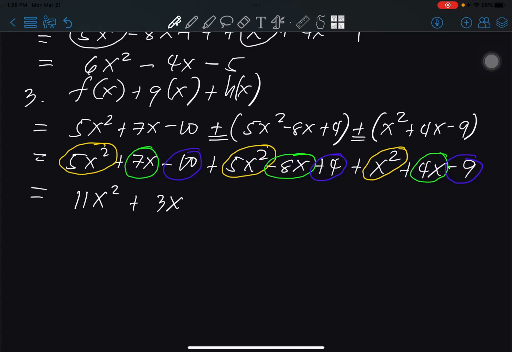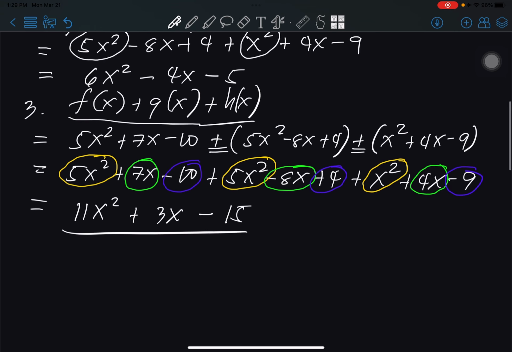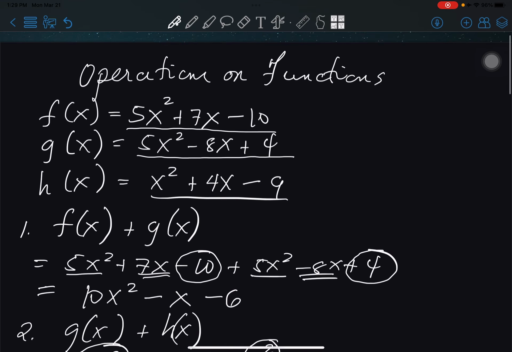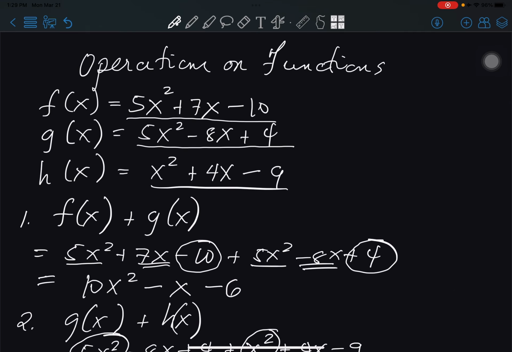We have minus 10 plus 4. That will give you minus 6. Minus 6. Then minus 9. That will give you minus 15. So this is now the sum of f of x added to g of x and h of x. So this is all about operations on functions pertaining on addition.